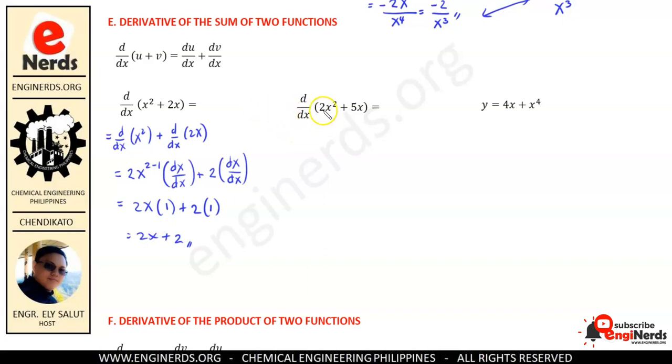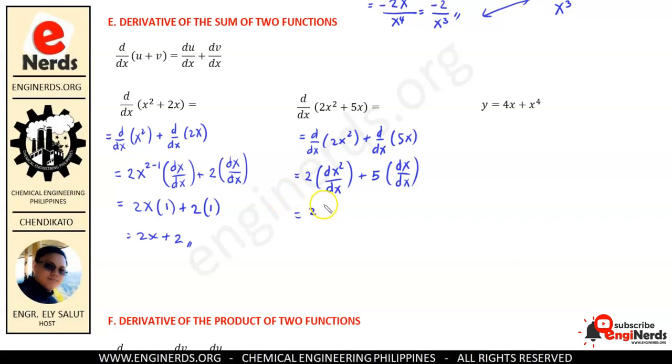Now, we have here the derivative of 2x squared plus 5x. So, gagawin din natin itong ginawa natin kanina. So, we have the derivative of 2x squared plus the derivative of 5x. Okay? So, now, the derivative of 2x squared, we will take out our constant 2, then take the derivative of x squared, plus, here as well, we will take away our constant, then take the derivative of x.